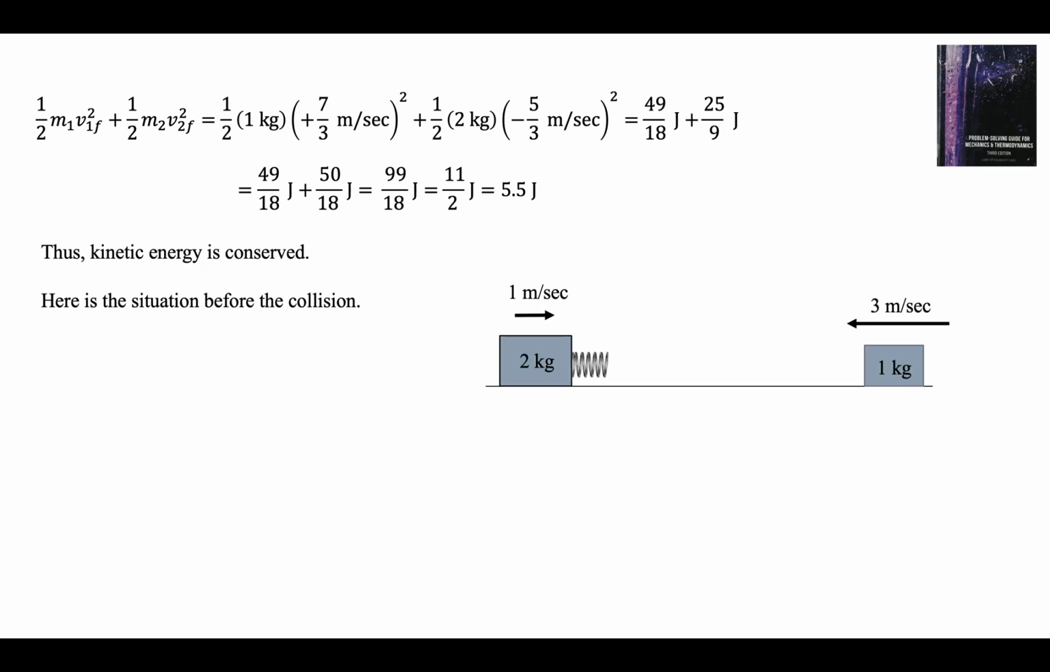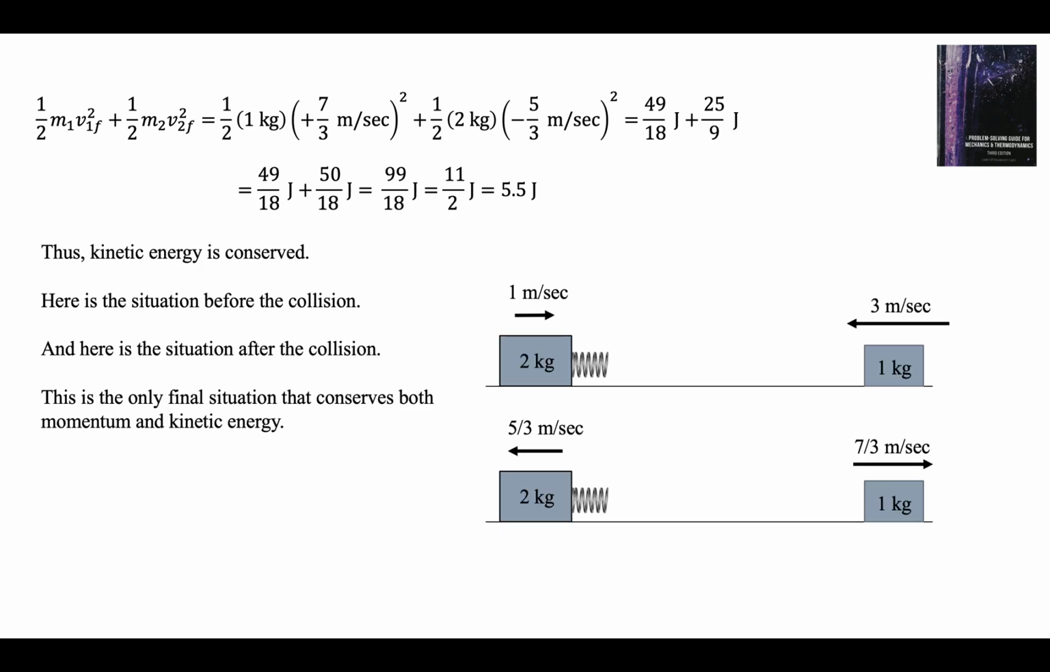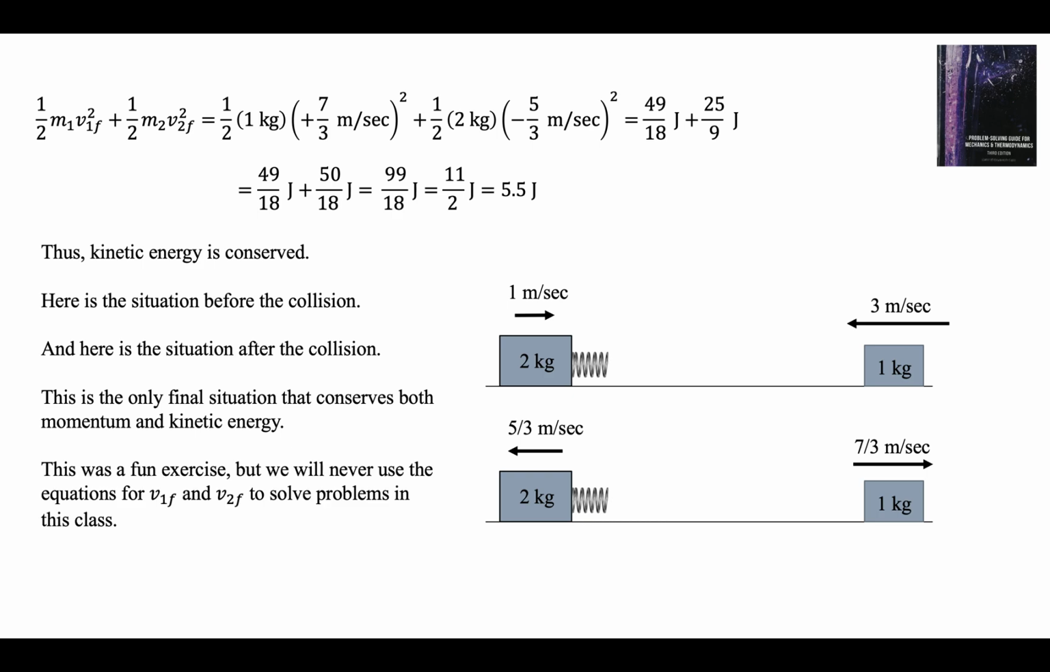Here's the situation before the collision. Here's the situation after the collision. This is the only situation that conserves both momentum and kinetic energy, the only final condition that conserves both. This was a fun exercise. We're never going to use these equations for V1 final and V2 final to solve problems in this class. They're just too mathy. There's too much calculating, not enough thinking. This class is about thinking and figuring things out. That long process of deriving that equation was fun for me, but we're not going to use it in this class. But it certainly demonstrates that you can conserve kinetic energy and momentum.